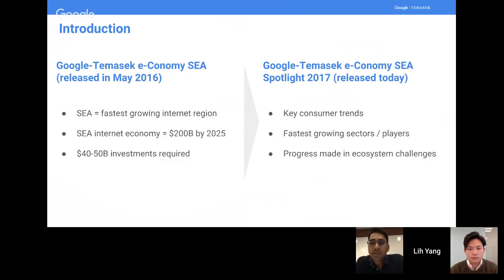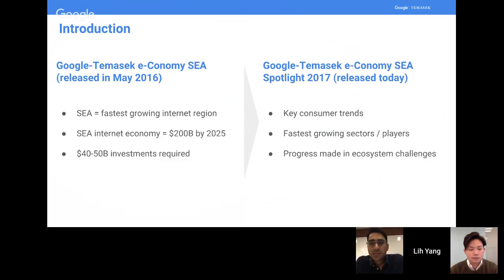And one of the key things that we also figured out as part of realizing this huge potential in Southeast Asia was the investments that needed to come from venture capitalists and other investors around the world into Southeast Asia. And we concluded that we need a massive 40 to $50 billion of investments into companies that are in the internet space in the region.